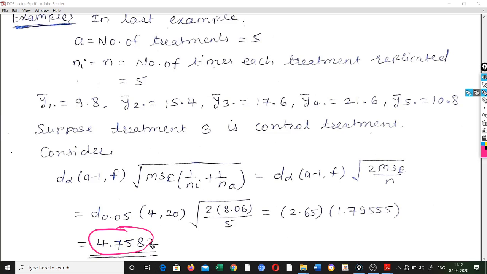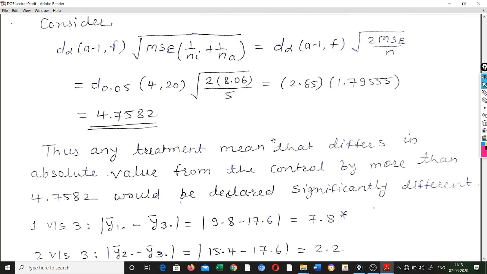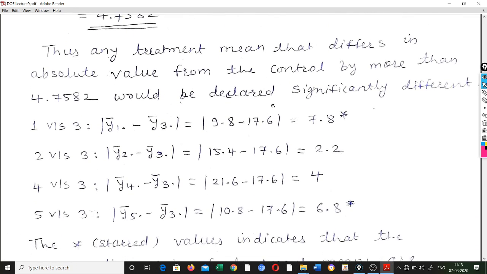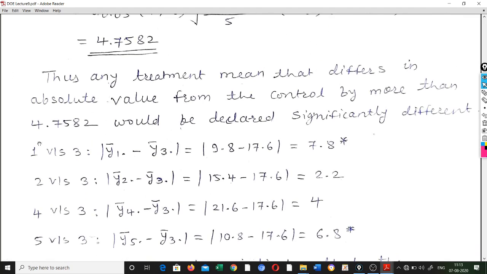Now we have to take the absolute difference between the first one and the third one. If it exceeds this one, then we can say the corresponding pair of means are significantly different. Take the absolute difference between 2 and 3 and compare this with this one. Similarly for 4 versus 3 and 5 versus 3. Thus any treatment mean that differs in absolute value from the control by more than 4.7582 would be declared significantly different. Now take 1 versus 3.